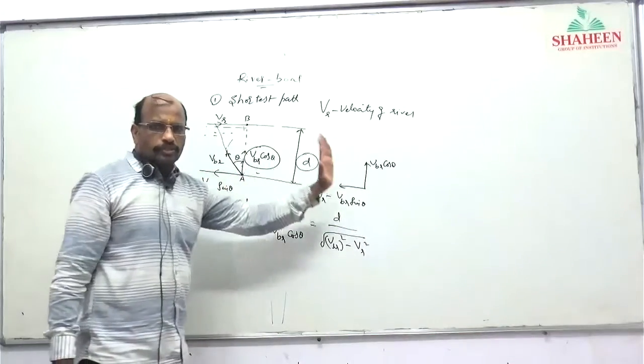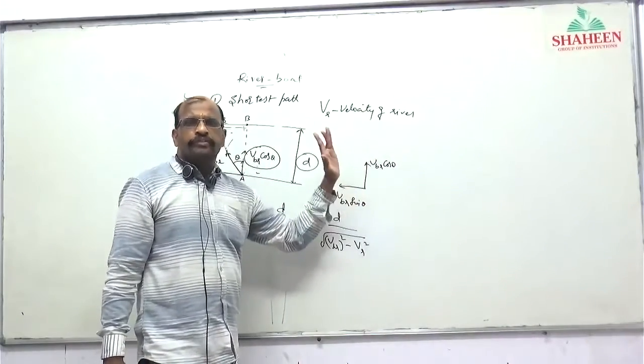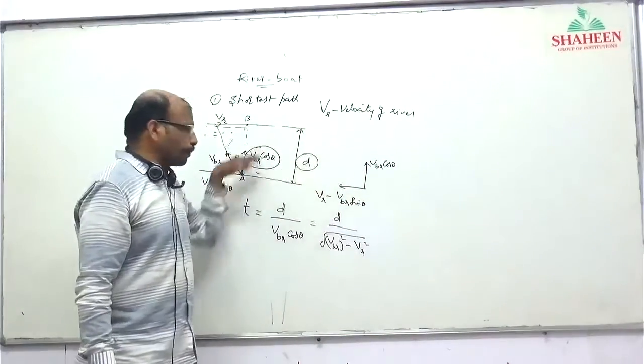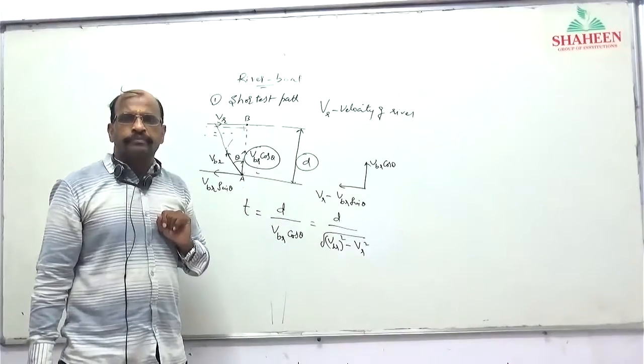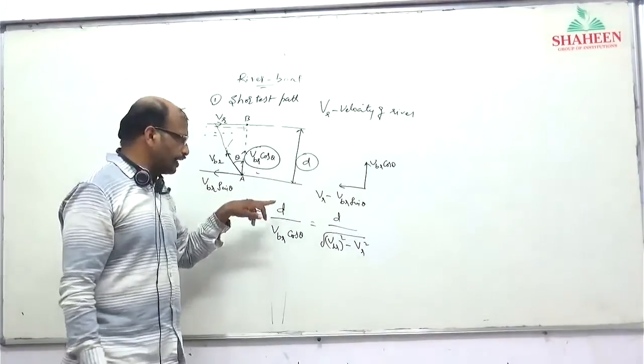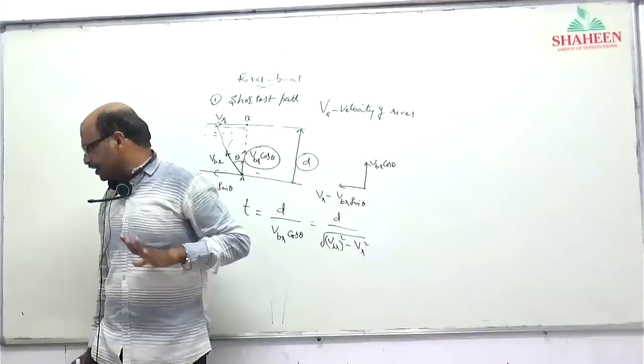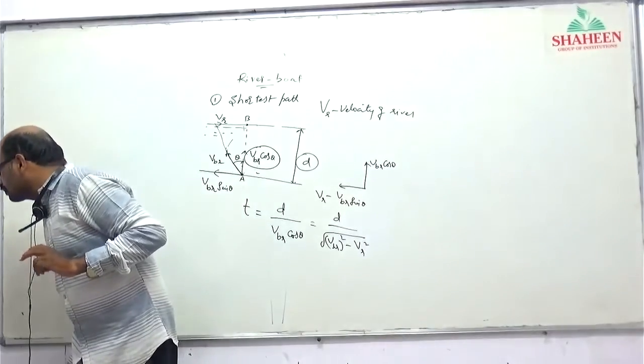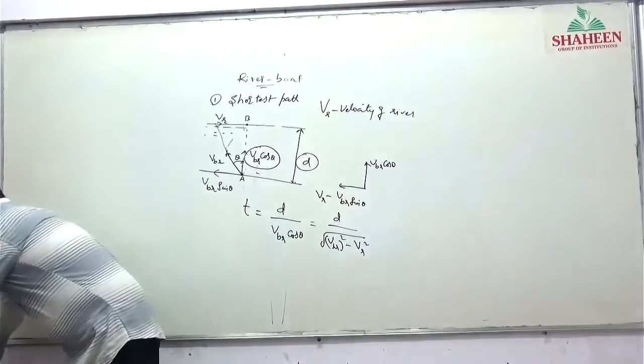VBR cos theta is the component perpendicular to the direction of the flow of the river, and the time taken can be calculated by d divided by VBR cos theta. Is it clear? Is it clear, ma? All of you, is it clear?